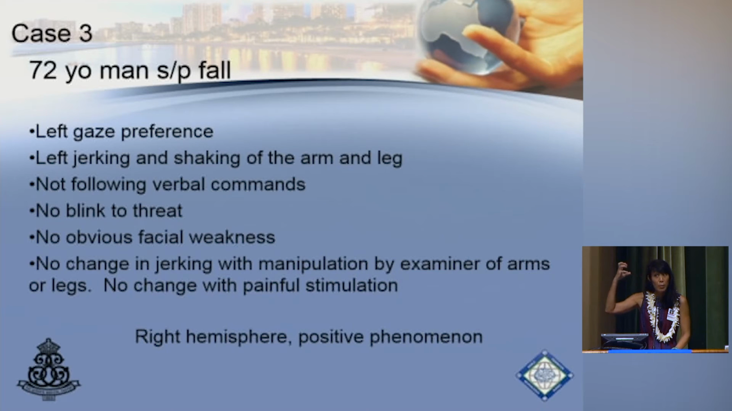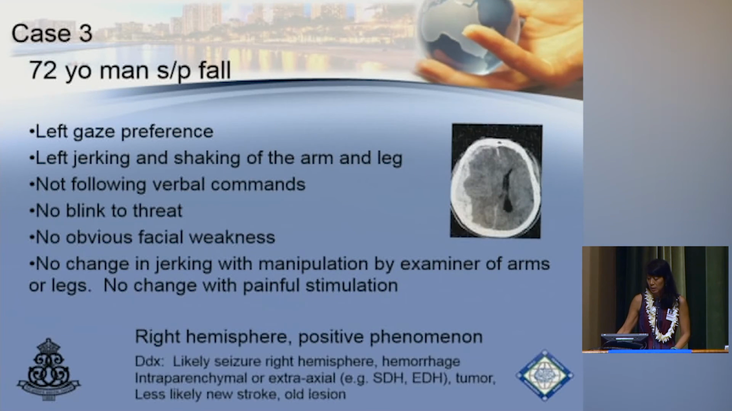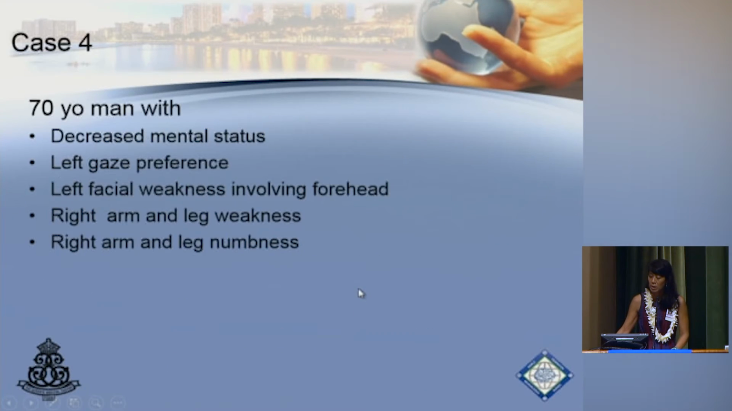And it's coming out of the right hemisphere, right? Because their eyes are driven this way. It's positive phenomena, so it's not likely to be a stroke. It's more likely to be something like a seizure. And this patient ended up having actually a subdural that was causing seizures from that right hemisphere. So again, you could have localized where the lesion is and what you have to think about what was going on here. So a 70-year-old man who has decreased mental status.